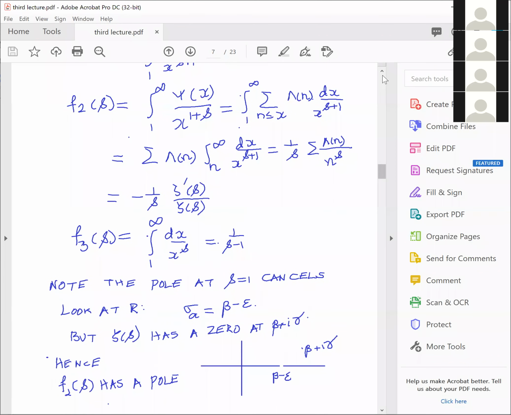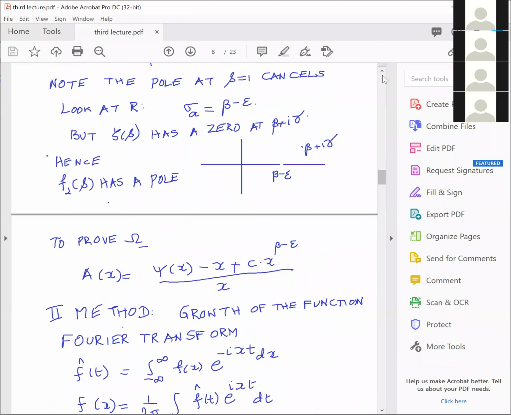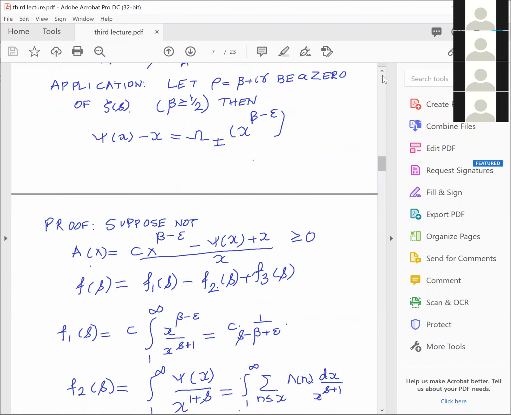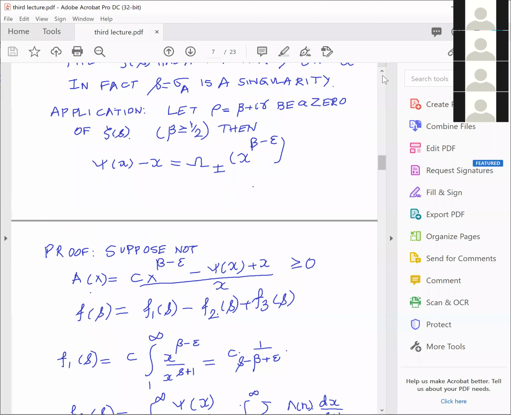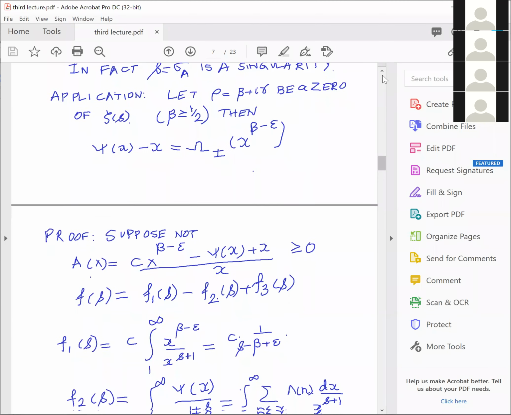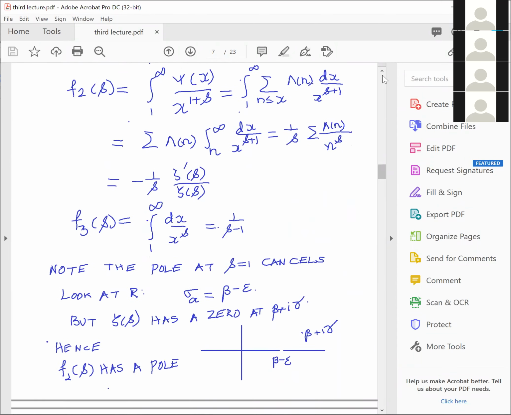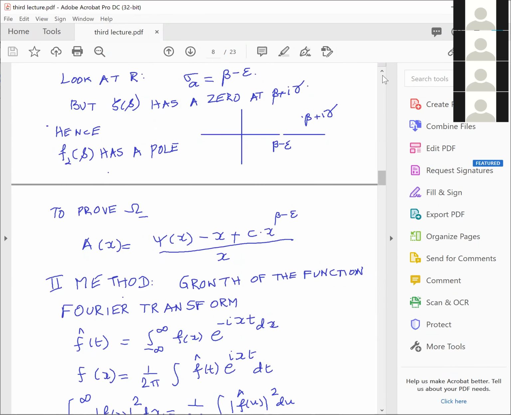And omega minus is also easy, because now you have to construct an e^(ix). Omega minus means I have to prove not only that psi of x minus x is positively large, I have to prove that psi of x minus x is negatively large. Therefore, suppose psi of x minus x is not negatively large, that psi of x minus x is always bigger than, let's say, minus c times x power beta minus epsilon. If psi of x minus x is always bigger than minus c times x power beta minus epsilon, you construct an integral of x, which is non-negative, using that psi of x minus x plus c times x power beta minus epsilon, divided by x, and this is non-negative.